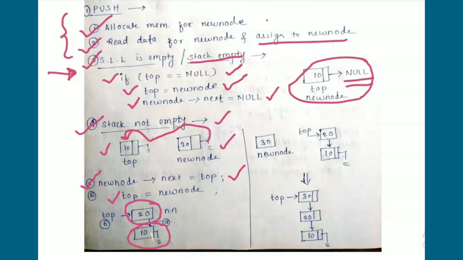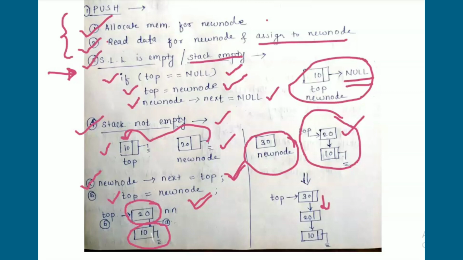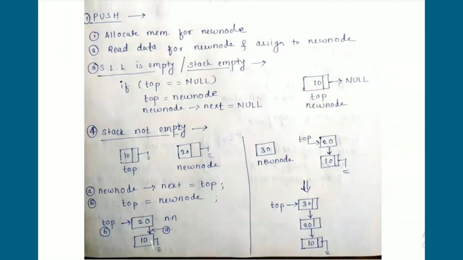Now assume that I am trying to perform a third push operation. I want to push data 30, that is new node 30, into my existing stack. The stack is already holding two values, 20 and 10, and 20 is the top of the stack. After insertion of 30, I first need to create a link from this 30 to 20. For that, the statement required is new node next is equal to top. After that, currently 20 is the top of my stack, but now 30 becomes the top of the stack. So I need the statement top equal to new node. So your 30 becomes the new top of your stack. That's all about the push operation of a stack.